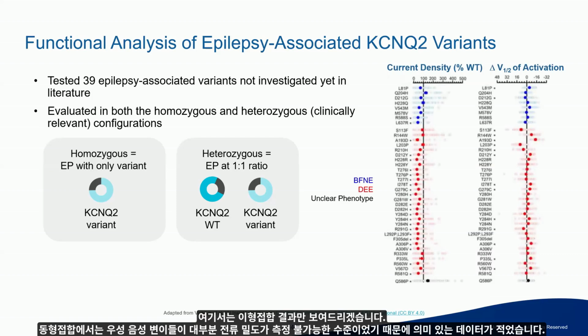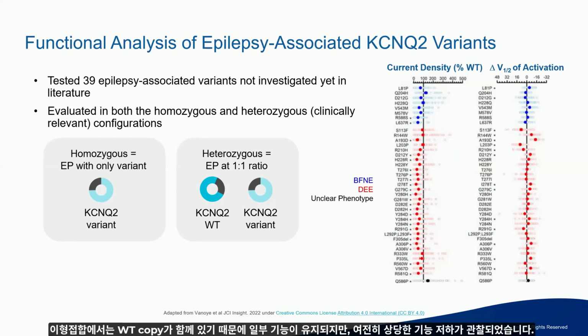And so I'm just showing you the graph for the heterozygous because it's more interesting. On the homozygous, a lot of the dominant negatives just have no measurable current density. So it's not as easy. It's a little bit like looking at a graph with a bunch of 0%. And so this one, you can see some slight shifts because with one copy of wild type, there is some function, but still a decent loss of function.